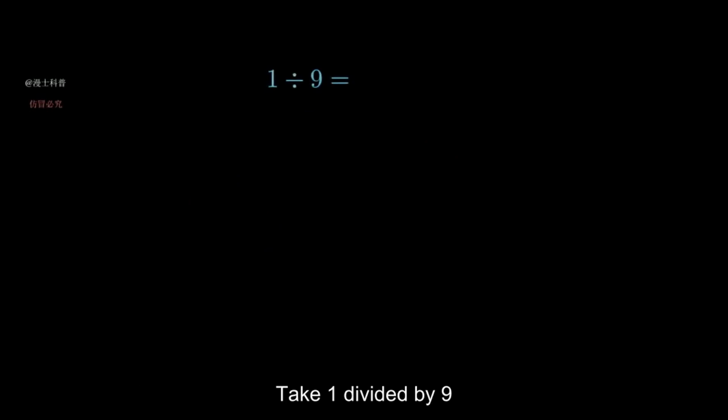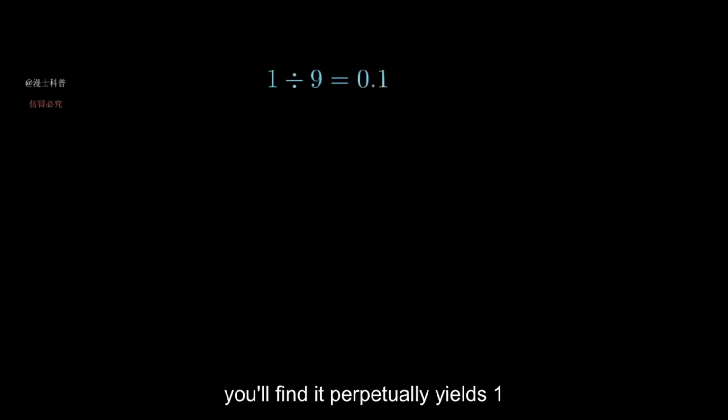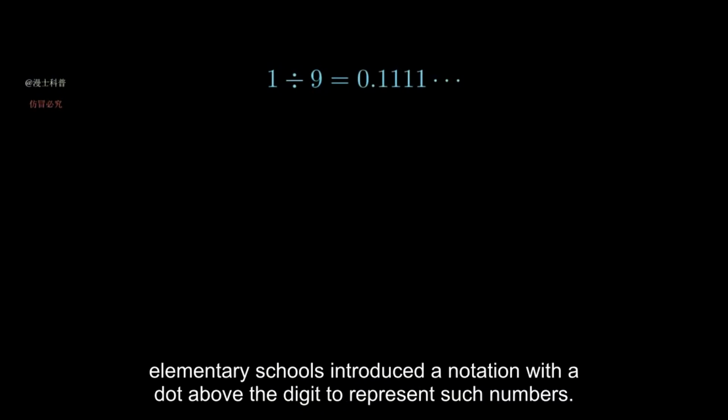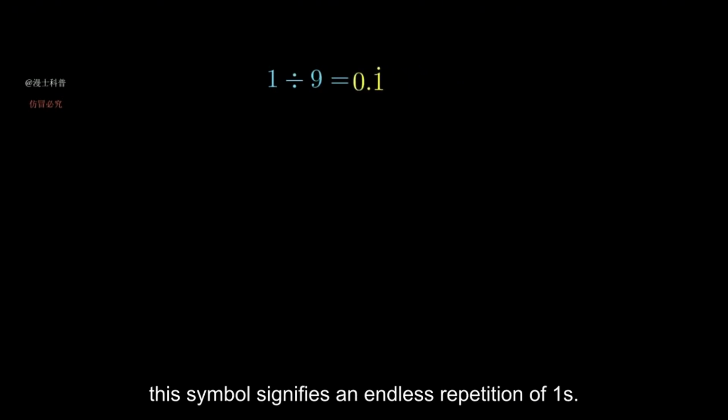Back in elementary school, we were taught how to handle division that doesn't terminate. Take 1 divided by 9, for example. If you work through the long division, you'll find it perpetually yields 1, never concluding, stretching into infinity. To address this, elementary schools introduced a notation with a dot above the digit to represent such numbers. For instance, this symbol signifies an endless repetition of ones.